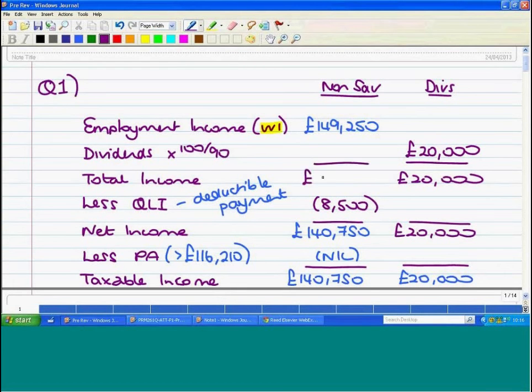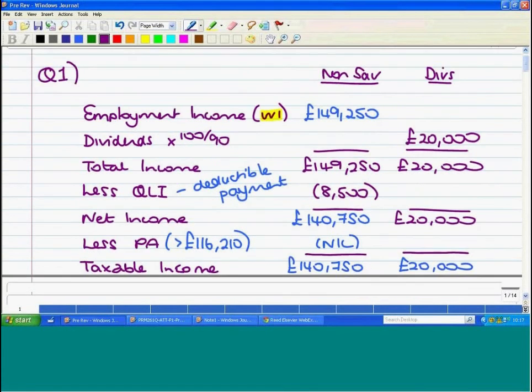So in terms of employment income, non-savings, my total would be the 149,250, but then the difference from total to net is purely any deductible payments. Now, qualifying loan interest is an example of a deductible payment. We could have also perhaps had a gift of quoted shares or a gift of land, and that's when, of course, we put the market value in there, and again, it just acts as a deductible payment.